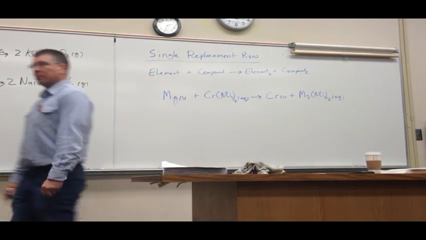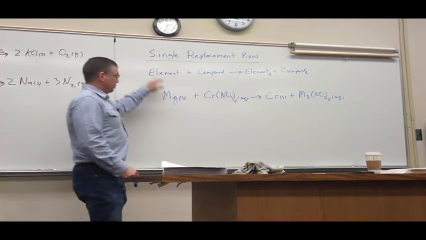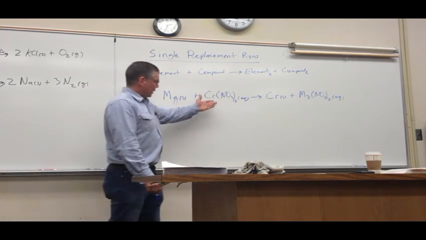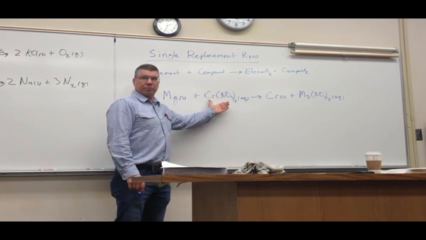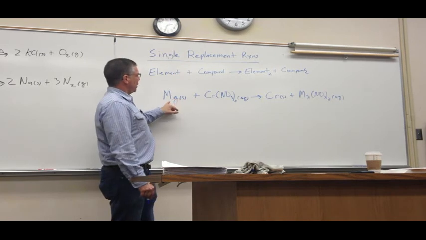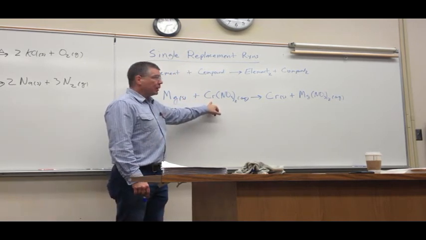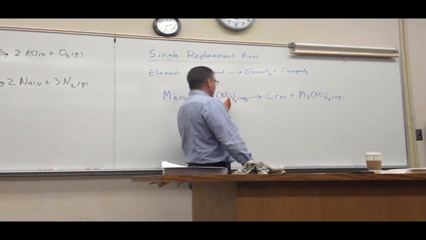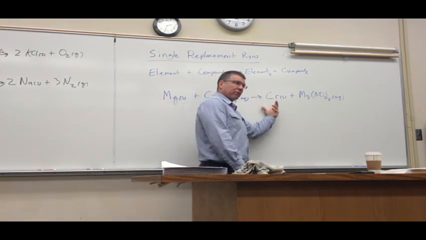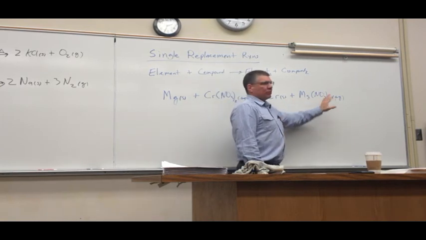For example, magnesium would be the element here, and the compound is chromium(II) nitrate. Well, what's happening in this single replacement reaction is the magnesium metal is displacing the chromium, it's replacing it, right? So now you get chromium kicked off by itself, so it's chromium metal, and you get magnesium nitrate, it's aqueous here.